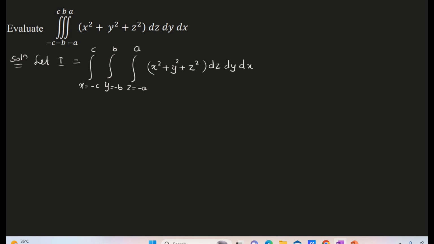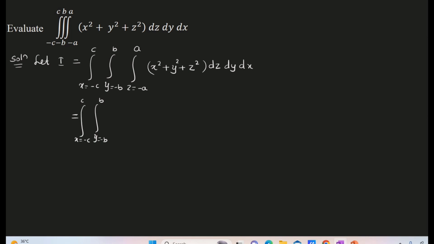Now go on integrating with respect to z, y, x. We have to integrate from the inside. First, we integrate with respect to z and substitute the limits, then with respect to y, then with respect to x. Now, keep the first two integrals as they are: x varies from minus c to plus c, and y varies from minus b to plus b. Now, integrate with respect to z.